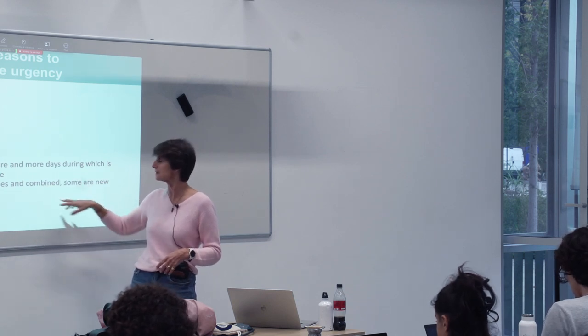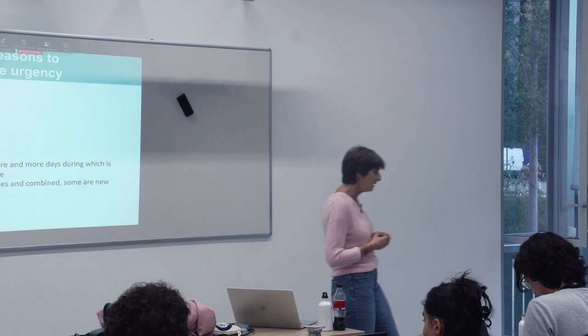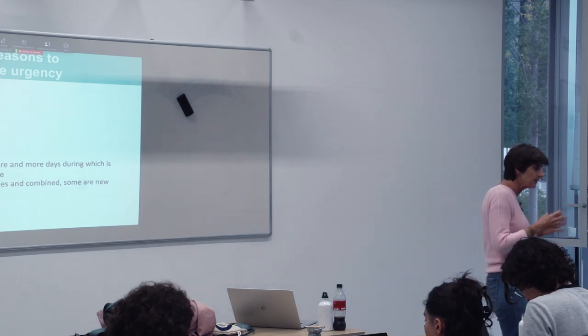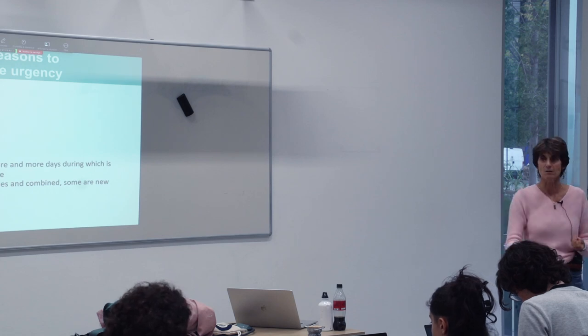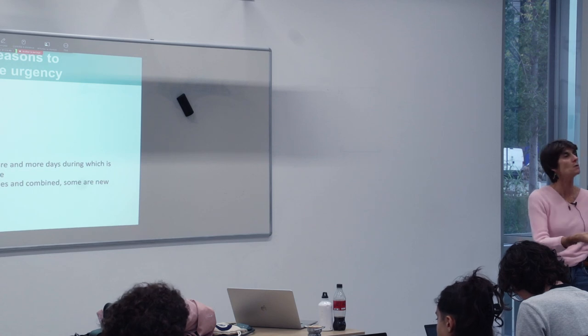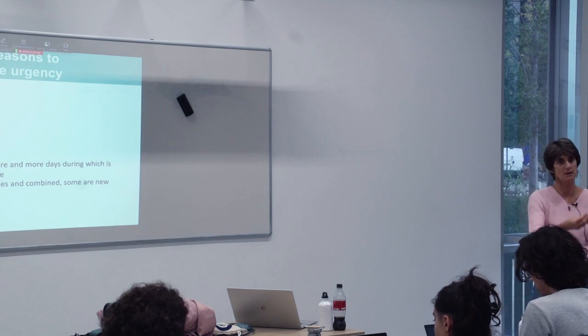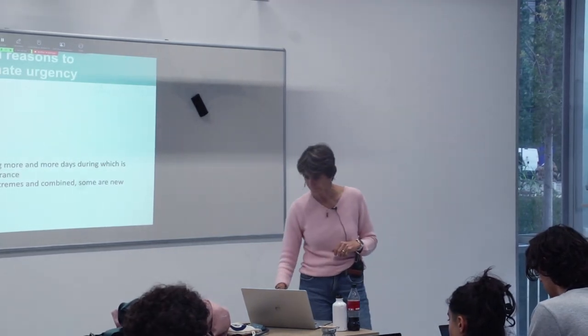And also we start having some combination. For example, in France, in the ancient time, it was very rare to have at the same time a heat wave and a drought. And now over the past 20 years, we almost always have at the same time drought and heat wave. Okay, so you have combinations that did not exist also in the past.